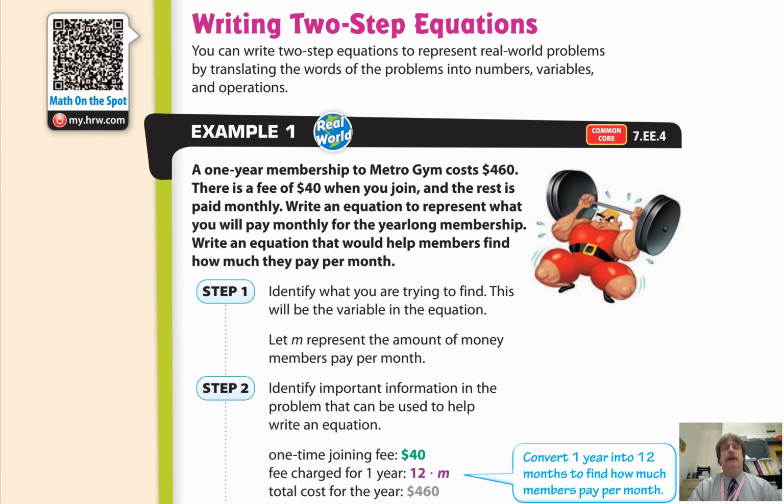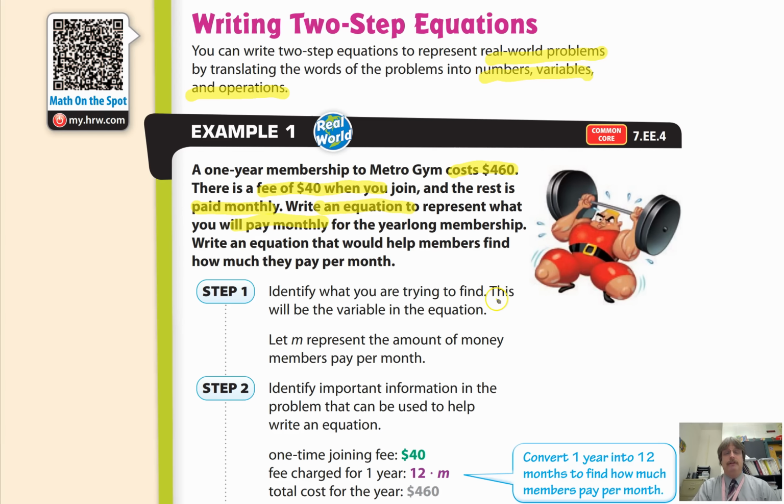So now we're going to go ahead and start writing two-step equations to represent real-world problems. We're going to use numbers, variables, and operations. Remember, operations are plus, minus, multiply, and divide. So we go through and highlight our important information. $460, the fee is $40 when you join. The rest is paid monthly. Write an equation on what you'll pay monthly.